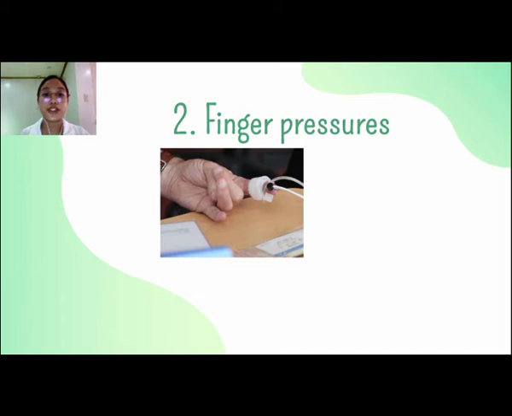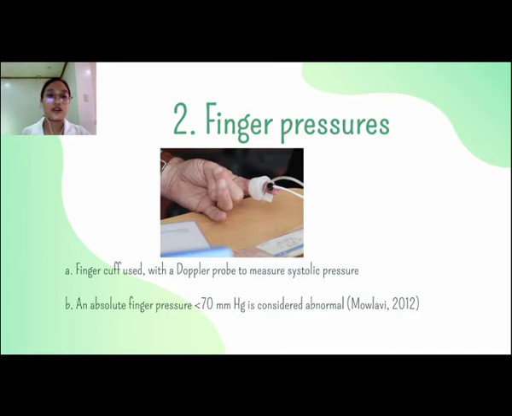Number 2 is finger pressures. So in this procedure, we will have a finger cuff used with a Doppler probe to measure the systolic pressure. And then an absolute finger pressure less than 70 mmHg is considered abnormal.